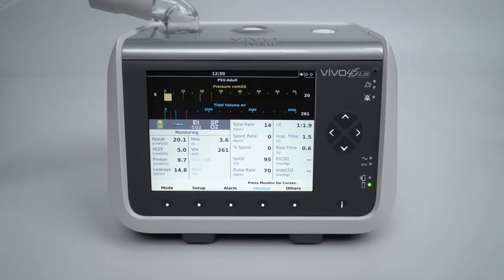When using the Vivo 45LS pulse oximeter module accessory, the final 2 measured values will indicate the oxygen saturation and pulse rate readings from the connected SpO2 sensor.